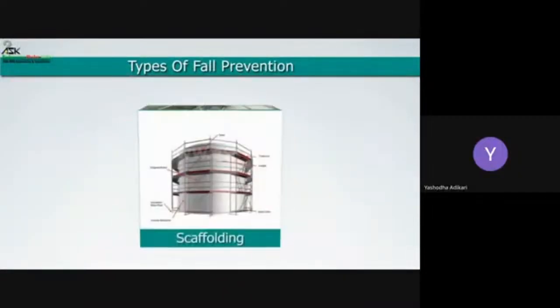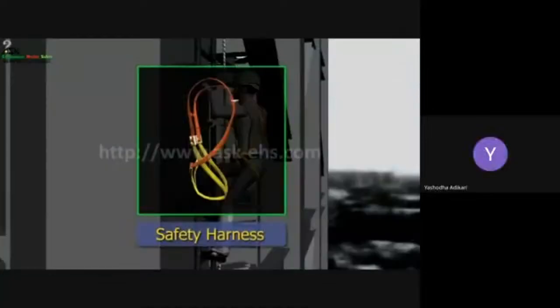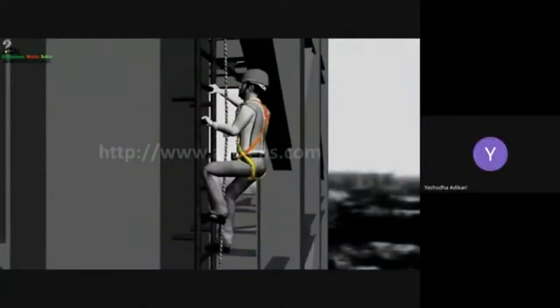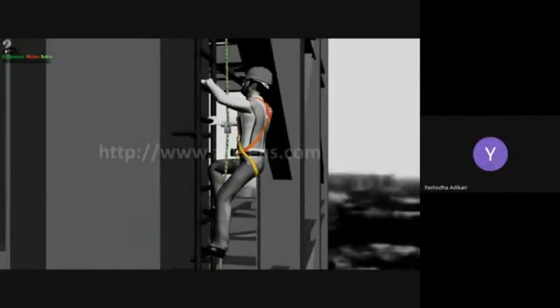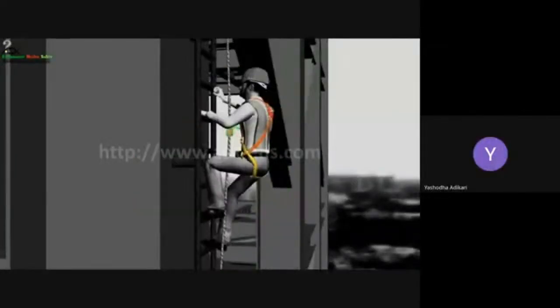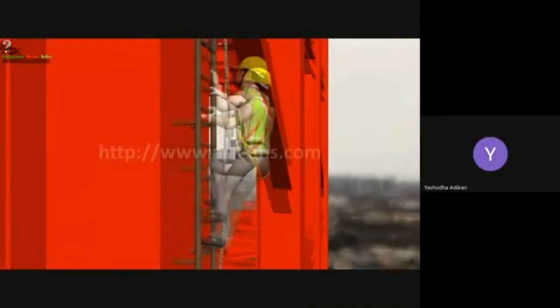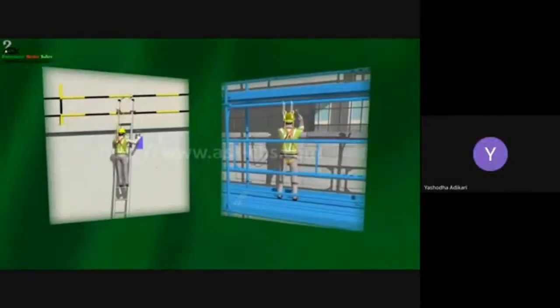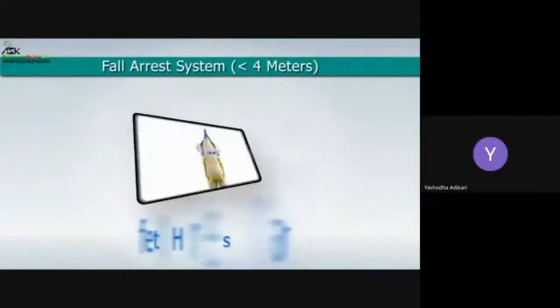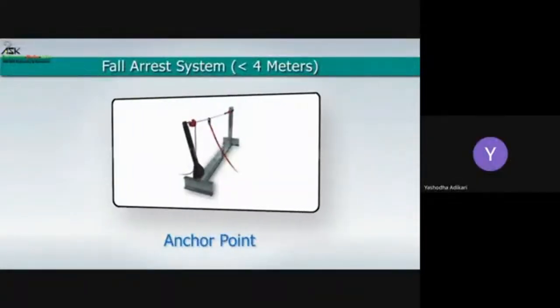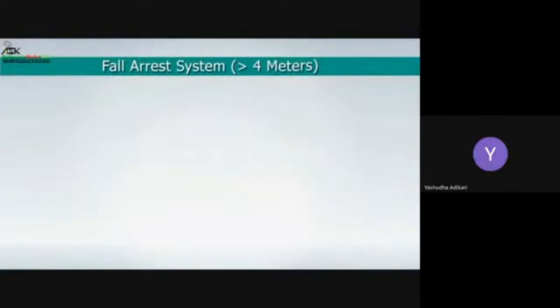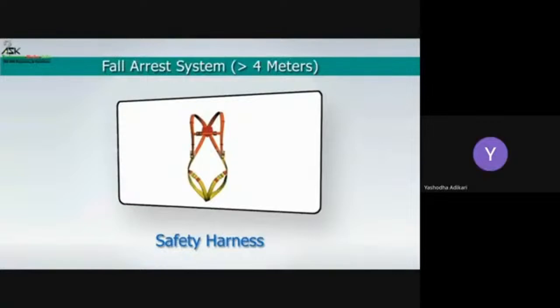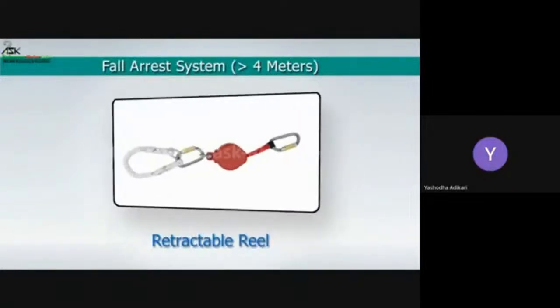Man cages, scaffolds. What is fall protection? It's a device or combination of devices used to arrest a person during a fall. Safety harness. Devices or equipment that can stop a fall in progress. Types of fall protection. Fall arrest system, less than 4 meters: safety harness, lanyard, anchor point. Fall arrest system, more than 4 meters: safety harness, lanyard with shock absorber, retractable reel, anchor point, safety net.